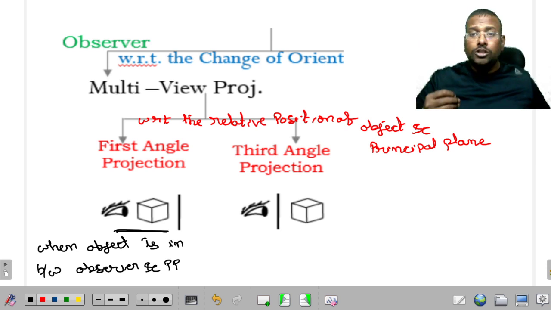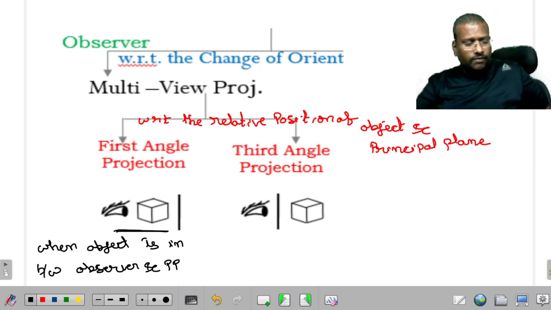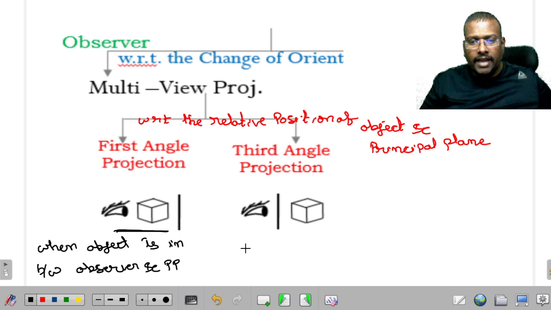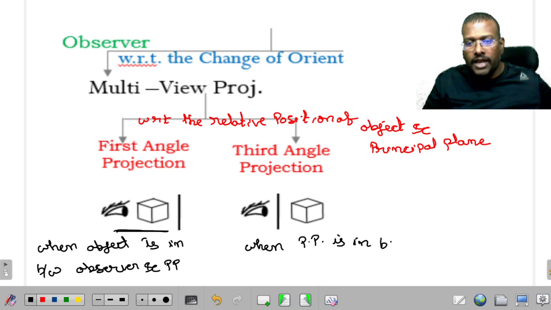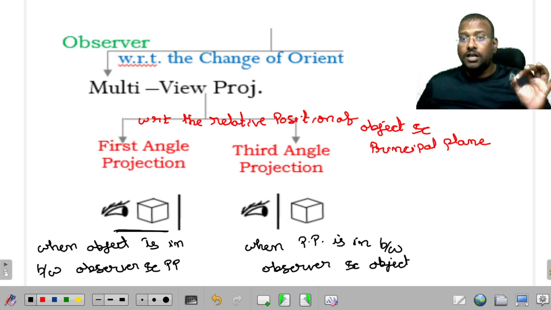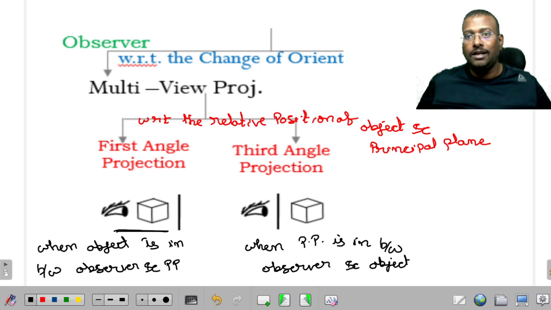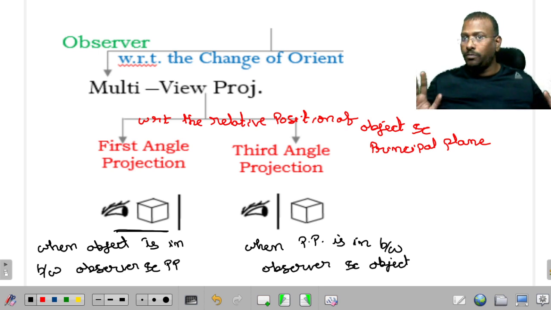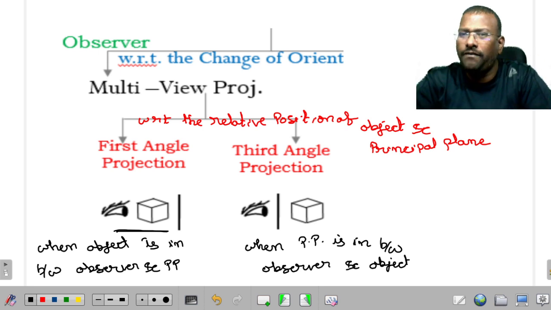Can you give an example of it? Yes, sir. Okay, first of all, I will write the statement, then I will give the example. When the principal plane is in between the observer and the object, then it is called third angle projection. I hope this is clear. Can you give an example of it, sir?